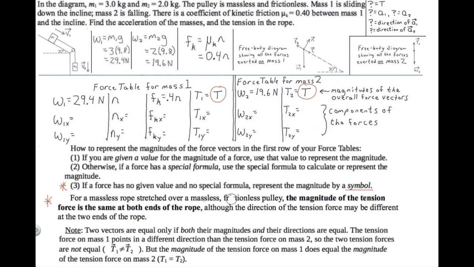The magnitude of the tension force is the same at both ends of the rope. So, in the first row of our force tables, we can use the same symbol, capital T, written without an arrow on top, to represent the magnitude of the tension force at both ends of the rope.